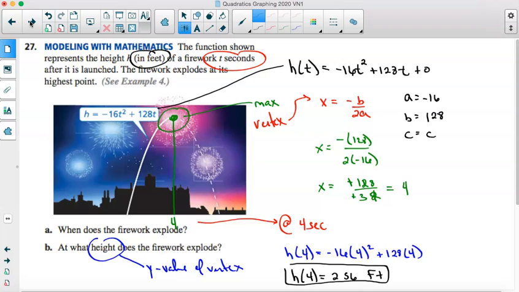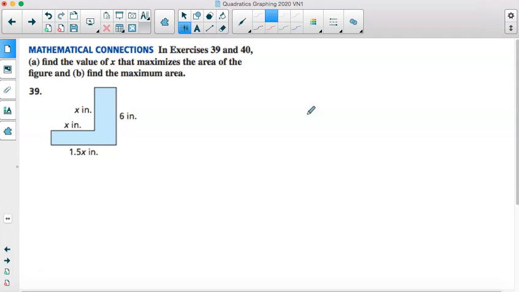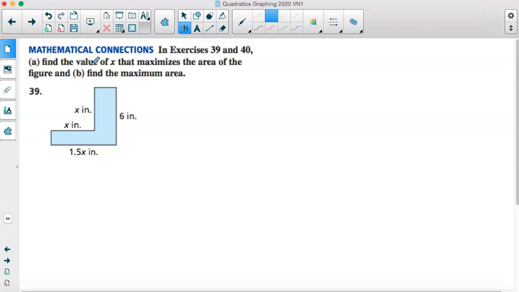So here's one example of these problems. There are a couple more word problems in here I would love for you guys to try. I'm going to do one more for you. This is number 39. 39 and 40 are very similar. It says, in exercises 39 and 40, find the value of x that maximizes the area. If you think about maximizing, anytime you have a parabola going down, the vertex is going to represent the max. So I'm looking to maximize the area. Part A is to find the value of x to maximize the area, and part B is to find the maximum area.